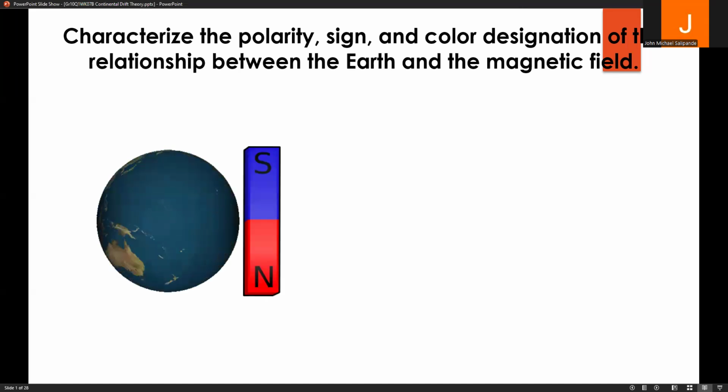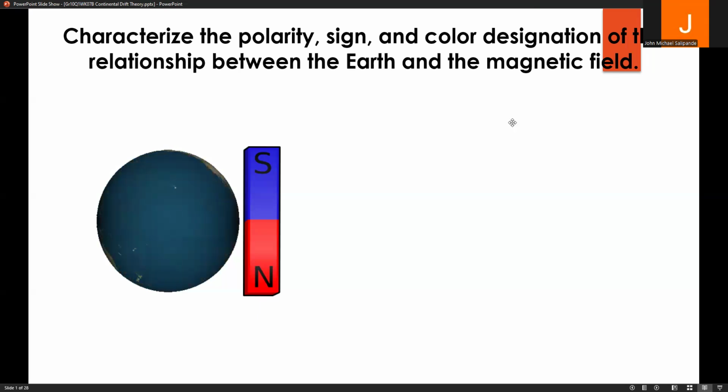So what you see on the screen, you have planet Earth, and beside it is its magnetic field wherein it is the south pole that is oriented in the north direction, and the north pole which is oriented in the southern direction. So if that happens, then therefore this type of polarity is reverse, and the designated sign is negative sign, and the color designation, at least for the stripes that we use in our class, is color white.